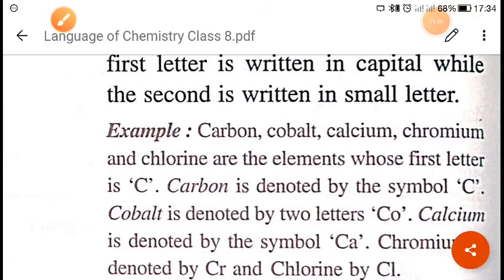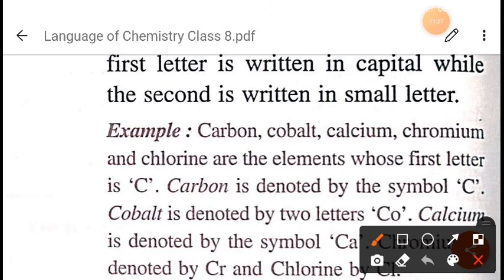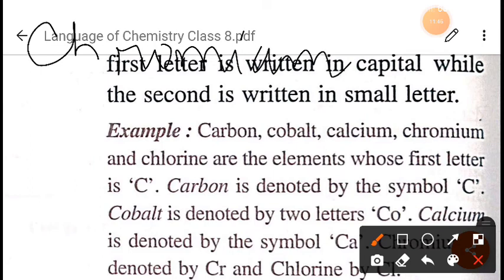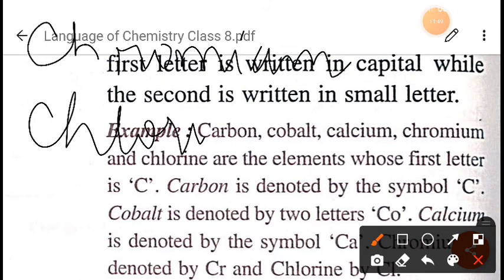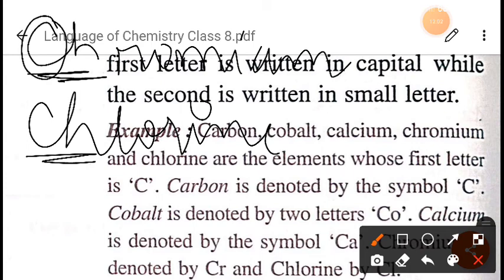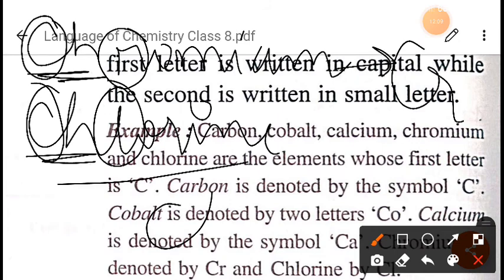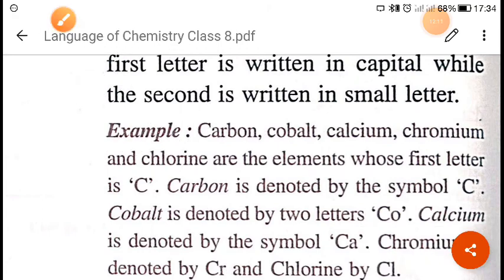Now next, suppose the first two letters are the same, for example chromium, CHROMIUM, and chlorine, CHLORINE. Here this is CH and this is also CH. So at that time we have to choose the first and third letters. For chromium we use C and R, and for chlorine we use C and L. For chromium we have Cr, and for chlorine we have Cl. I hope you have understood this.